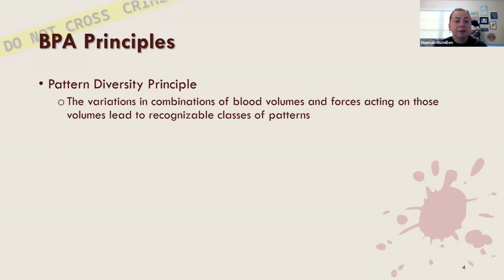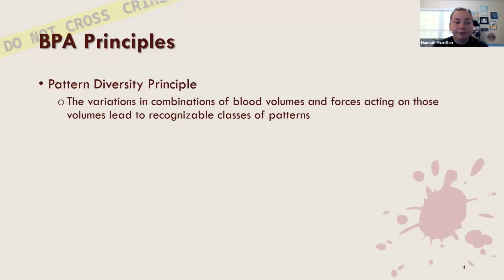So going into the pattern diversity principle, this says essentially that there are variations in combination of blood volumes and forces acting on those volumes, leading to recognizable classes of patterns, right? So we've classified all of these different types of patterns based off of what we see when we get to a crime scene.